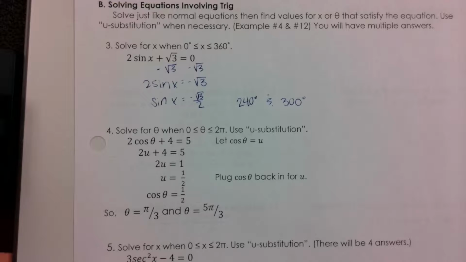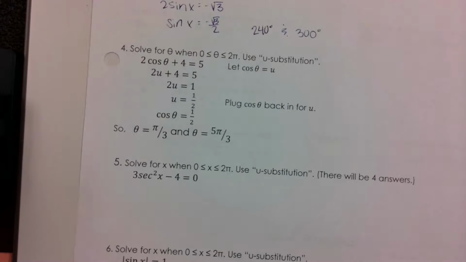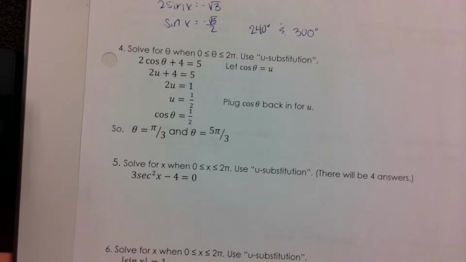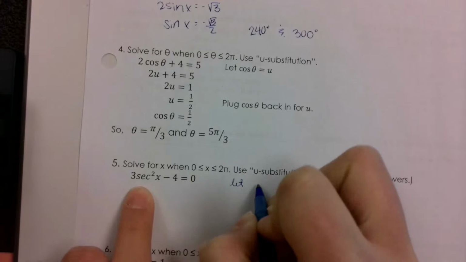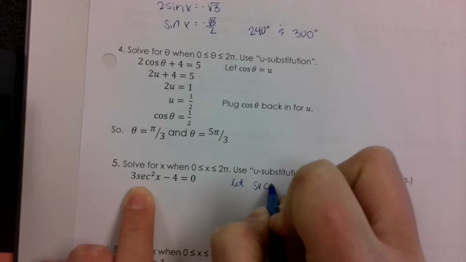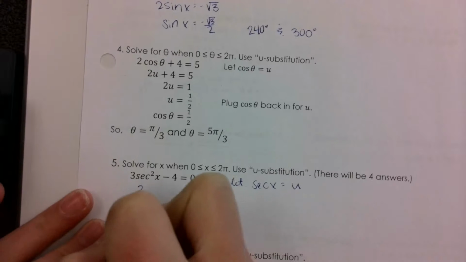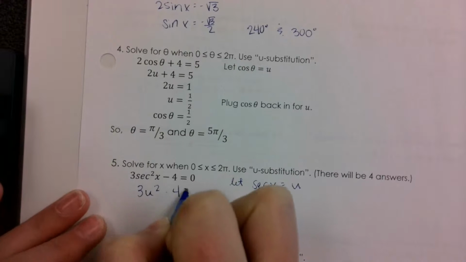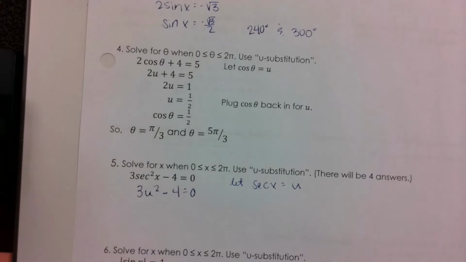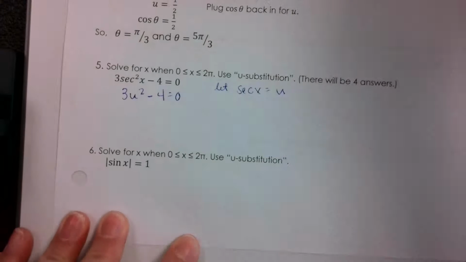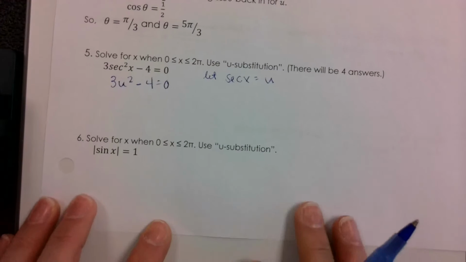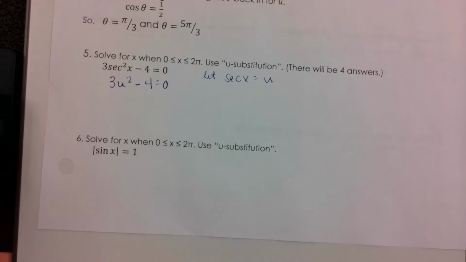So let's do number 5. On this one, it says to use that u substitution, and this will probably be the last time we do that. If you like it, you can continue to do it, and if you don't, you don't have to. We're just going to say let secant of x equal u. So that's going to be 3u squared minus 4 equals 0, which I think is a little bit easier to look at. But again, if you don't need that, then you don't have to use it all the time. You will use u substitution more in calculus, which is why we go ahead and start introducing you to it now, just so you're a little bit familiar with it.